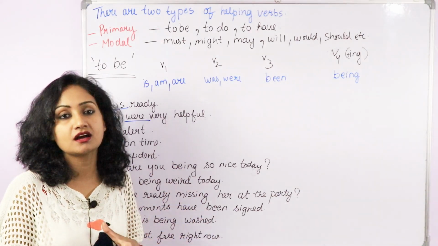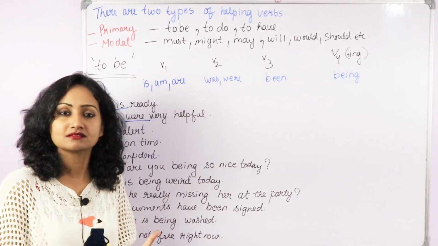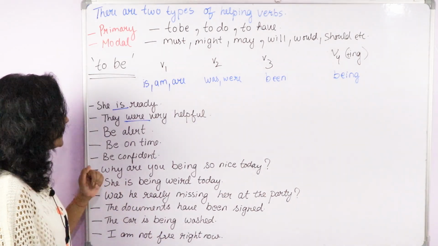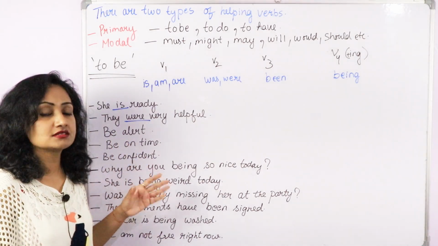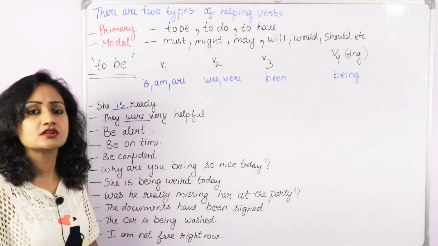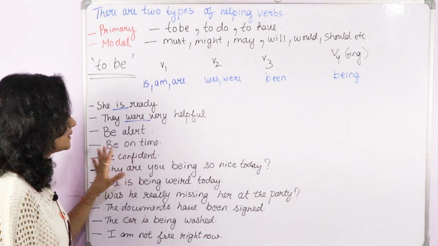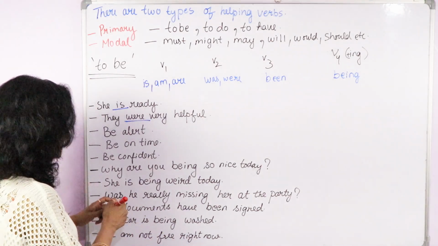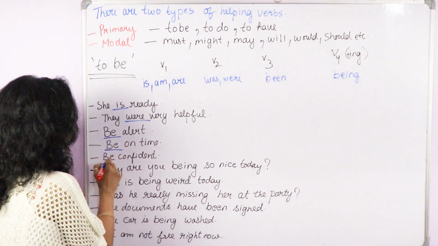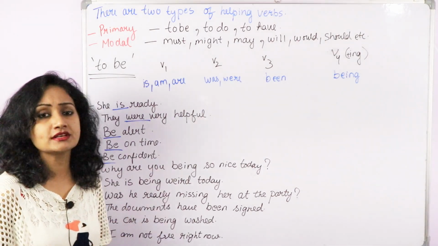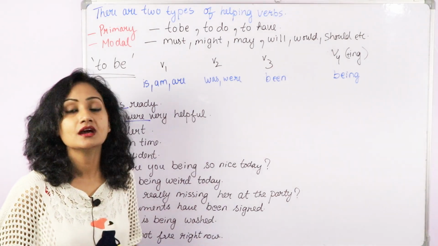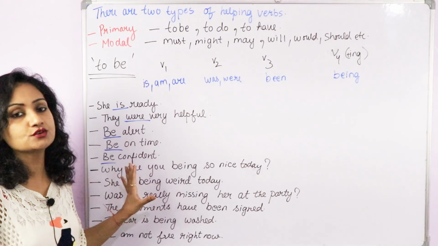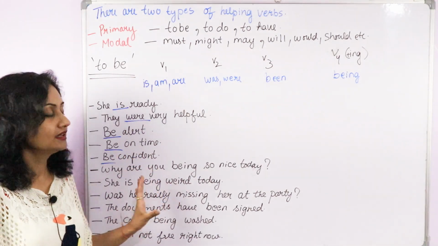Imperative sentences are like commands, requests, like that. Okay, so be alert. It's a command or an advice or a request. Be alert. Be on time. You're always late, so be on time. So here be is the main verb. Okay, be confident. Go and give your performance. Be confident. So generally we use be like this.